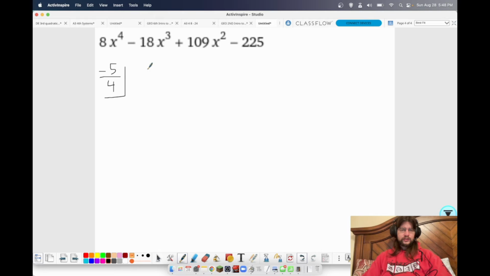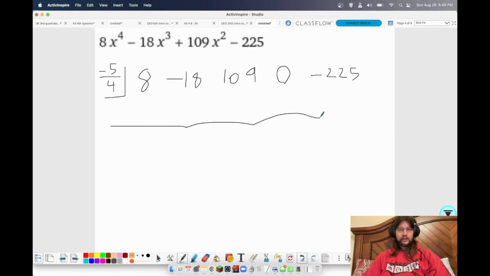Write down our coefficients. 8, negative 18, 109, negative 225. And why did I leave some space right here? Because we have 0 x's. Do not forget that we have to count every single power of x. So we have no x to the first power, so we have to put none, 0. Can't just skip it, we gotta put the 0. It'll completely and totally change everything if we don't. So just put it.